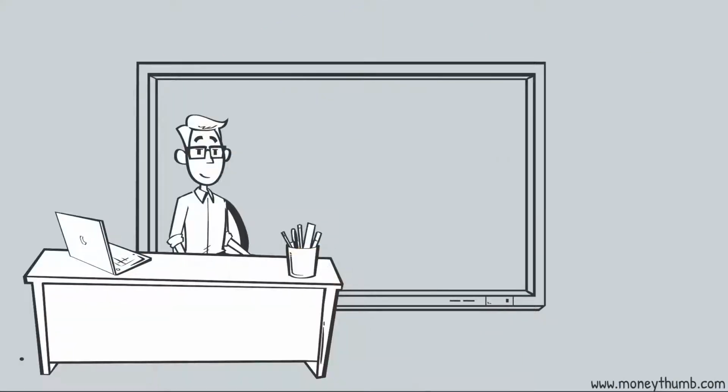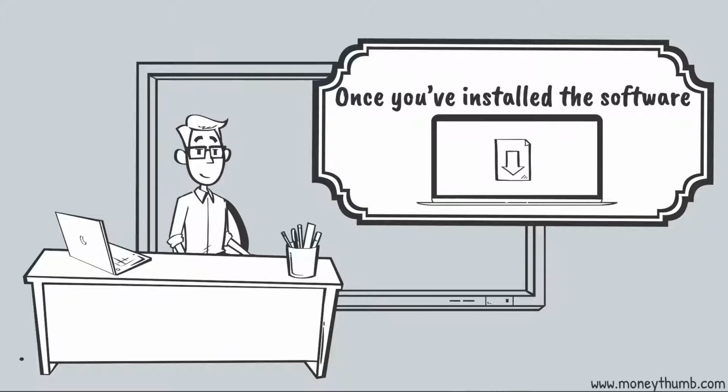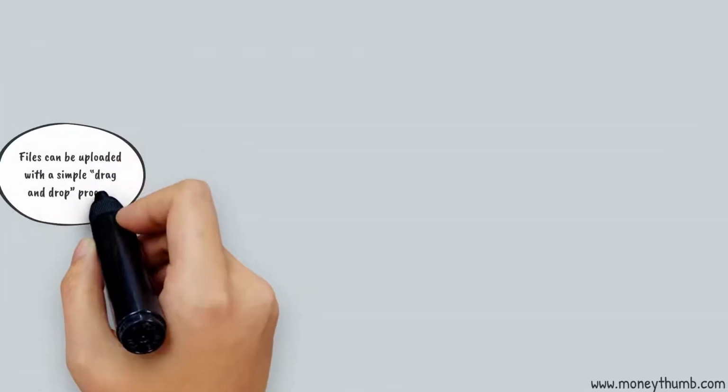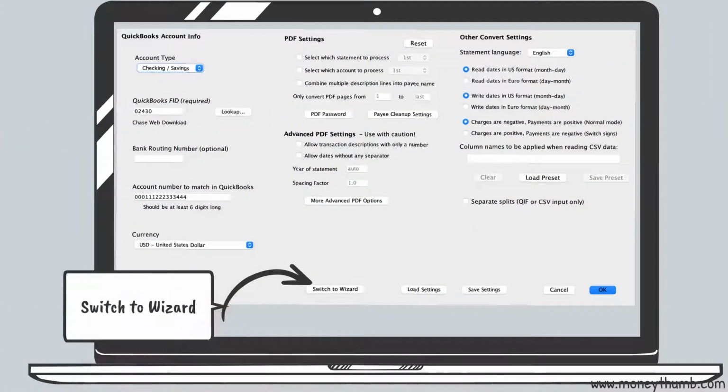Getting started is easy. Once you've installed the software, our QuickBooks Converter offers an easy-to-use interface with step-by-step instructions on how to convert your files into QuickBooks QBO formats. Files can be uploaded with a simple drag-and-drop process. You can set up your conversion preferences for each account type, or click the Switch to Wizard button and let the software do the work for you.